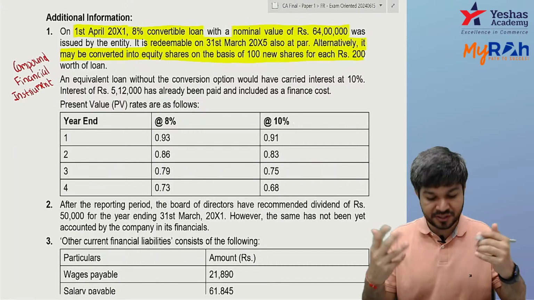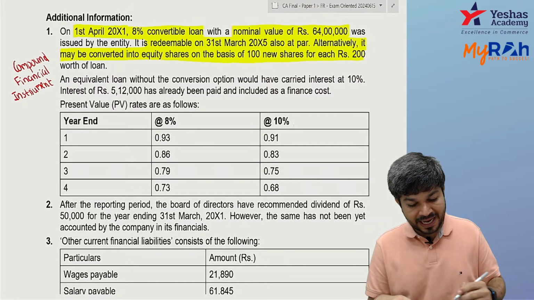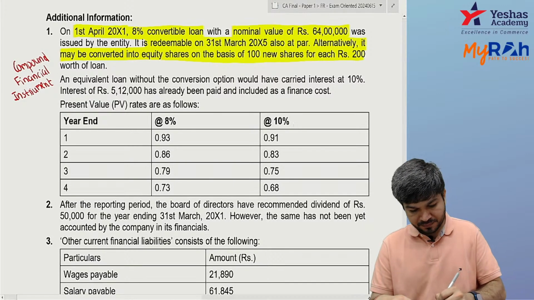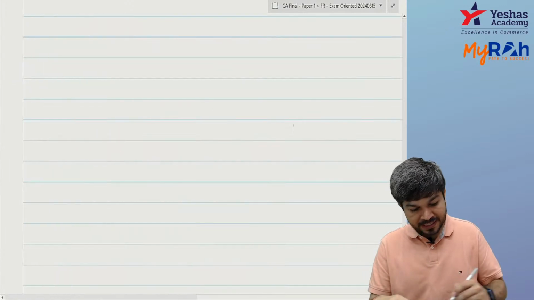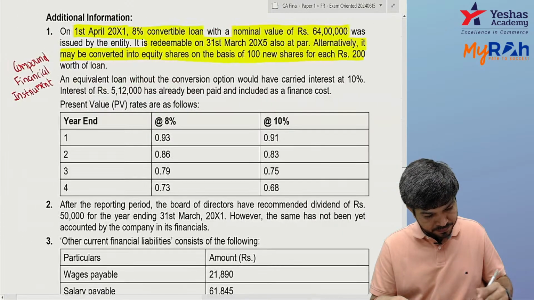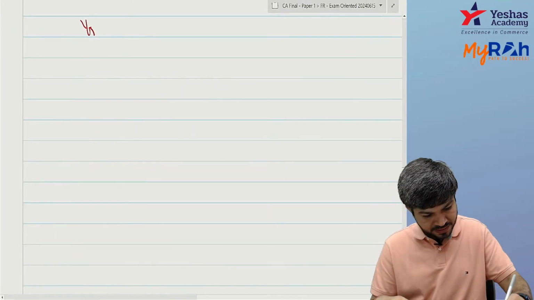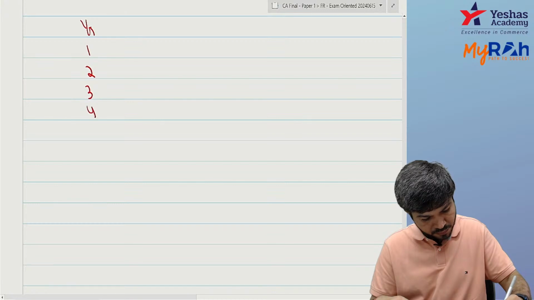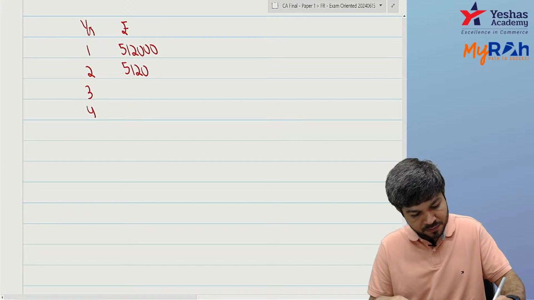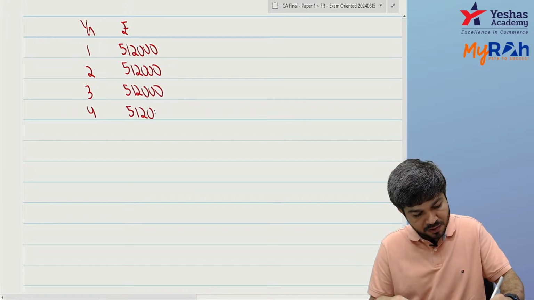If they go for cash, what do I have to pay? I have to pay 8% of 64 lakh, it's 5,12,000. The years are 2001 to 2005, so 1, 2, 3, 4. What I need to pay is 5,12,000, 5,12,000, 5,12,000, and in the fourth year I also have to pay 64 lakh.